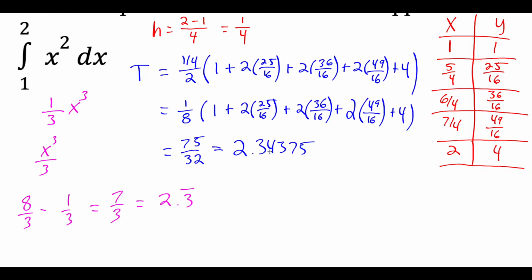So as we can see, our trapezoidal approximation got us pretty close to the true answer using only 4 subintervals. Now, if we're trying to get more accurate with our answers, we would want to break this up into more and more subintervals, but 4 subintervals, again, got us pretty close.